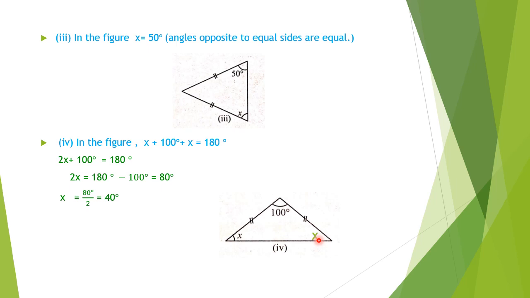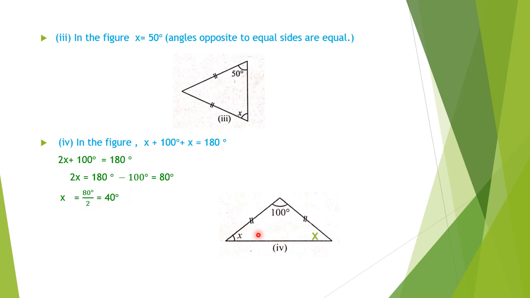Okay. So how can we find x? In the previous problem we got the value directly, but here we have to find it using another property, that is the angle sum property of the triangle. x plus 100 degree plus x is equal to 180 degree. Now x plus x, adding, we get 2x. 2x plus 100 degree is equal to 180 degree. Therefore 2x is equal to 180 degree minus 100 degree, which is 80 degree. And you can find out what x is. x is equal to 80 degree divided by 2, which is 40 degree.